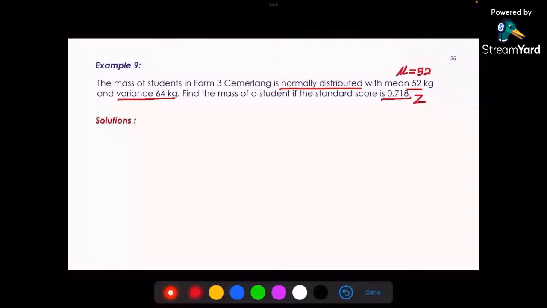Mean adalah mu 52, variance adalah 64. From here variance kita dah tahu 64, kita boleh cari dia punya standard deviation which is 8, square root of 64. So gunakan formula ni. Okay, you get this one lah. Just substitute the value into the formula.